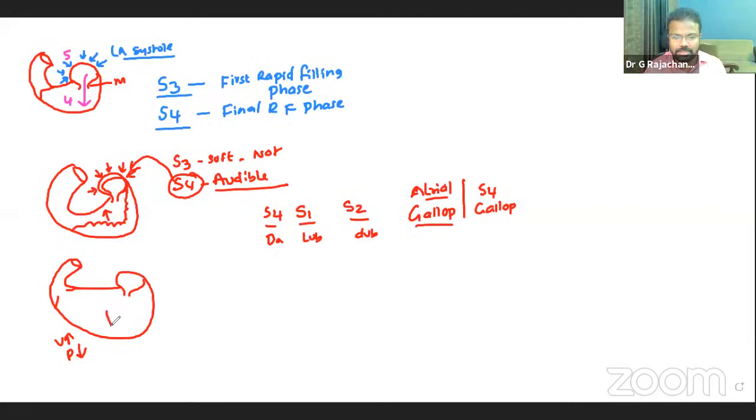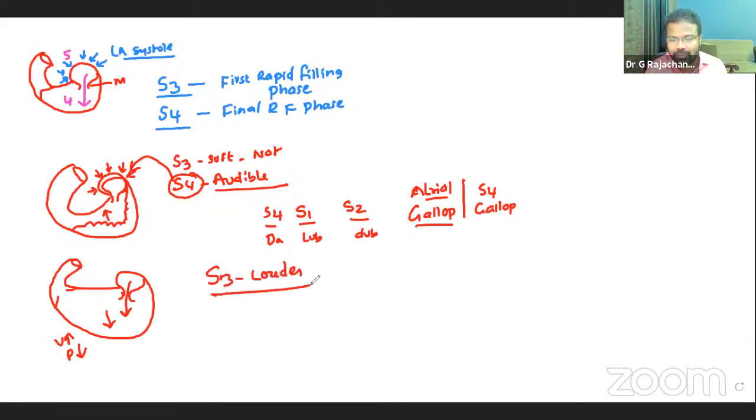So when the pressure is so much less, when this valve opens, what is happening? The pressure difference is so large. So what happens to the first rapid filling phase? Not just 80%, 95% of the blood jumps into it. So much blood is moving. So now S3 becomes very loud.